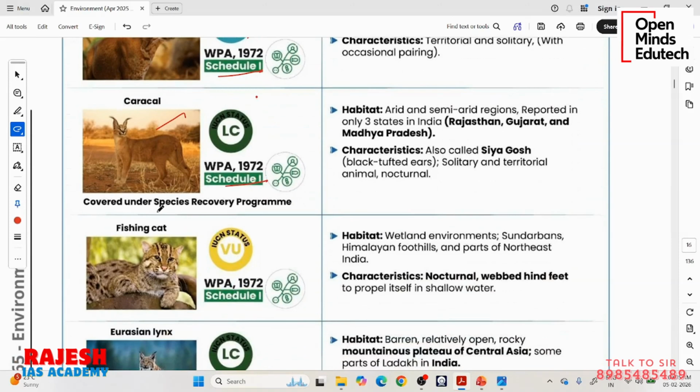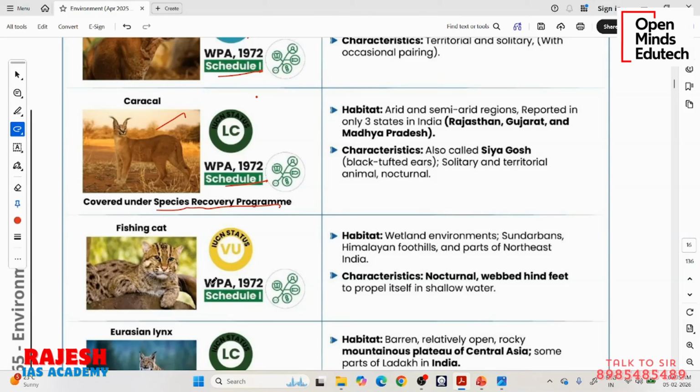And we have the species protection program called species recovery program. In the previous section we have seen some animals were included, and there is a proposal to include this sloth bear in this species recovery program. So in this species recovery program already caracal is covered, okay.